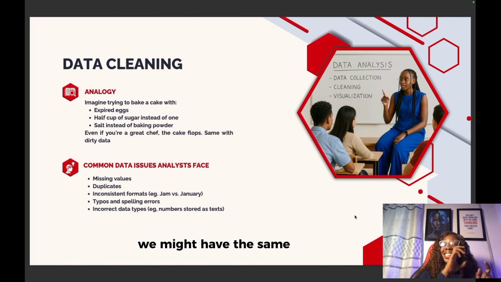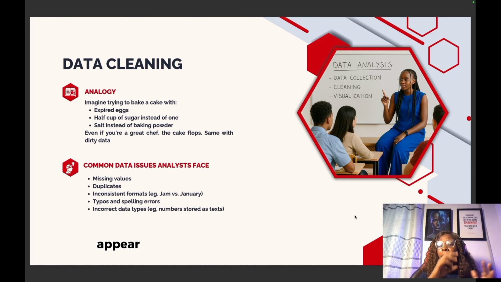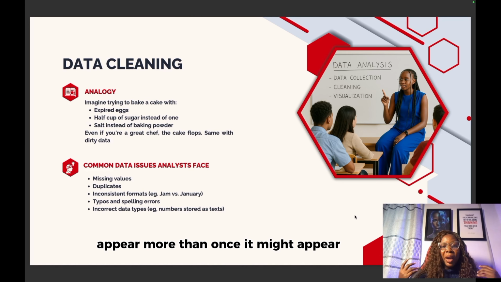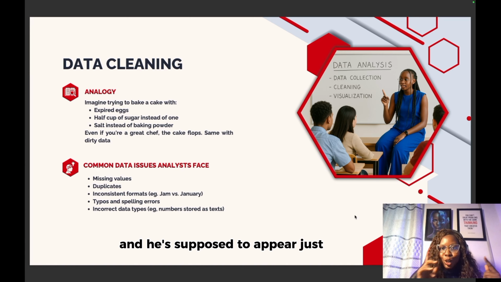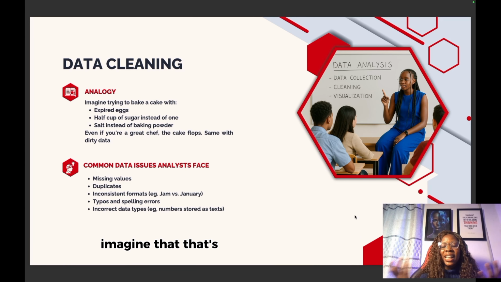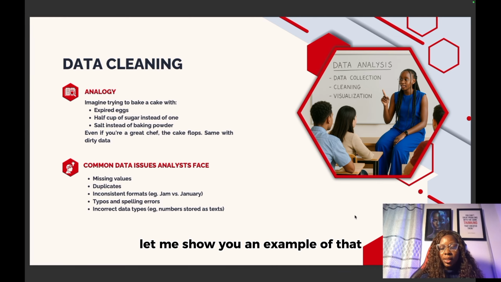We might have the same exact entry appear more than once. It might appear five times and it's supposed to appear just one time. Imagine that. That's going to give us a biased result. Let me show you an example of that.